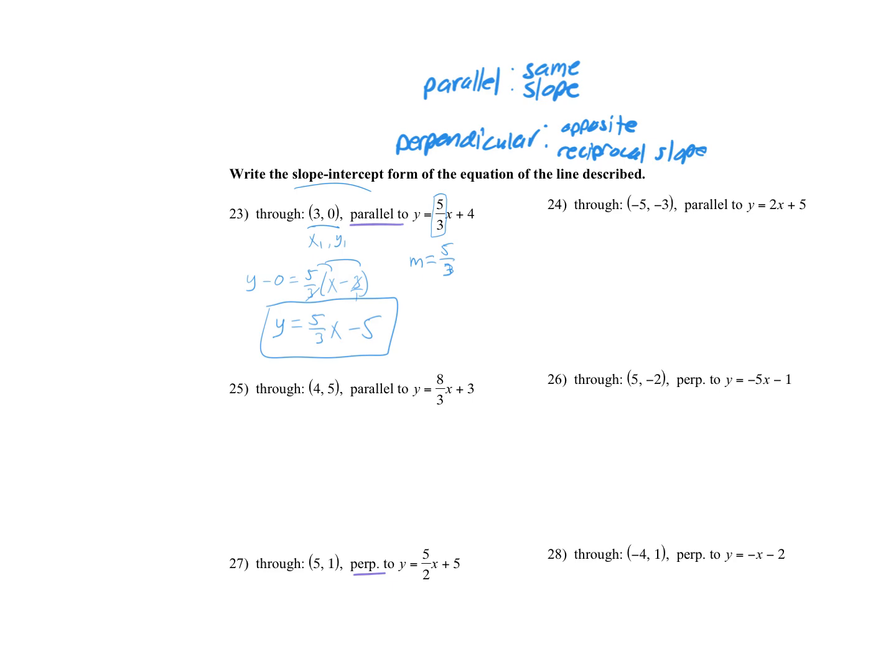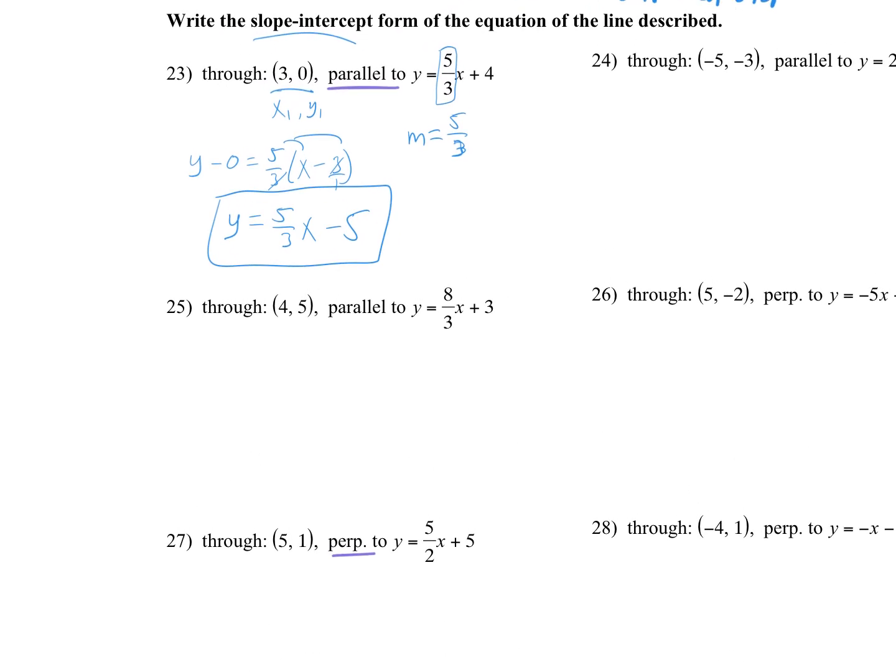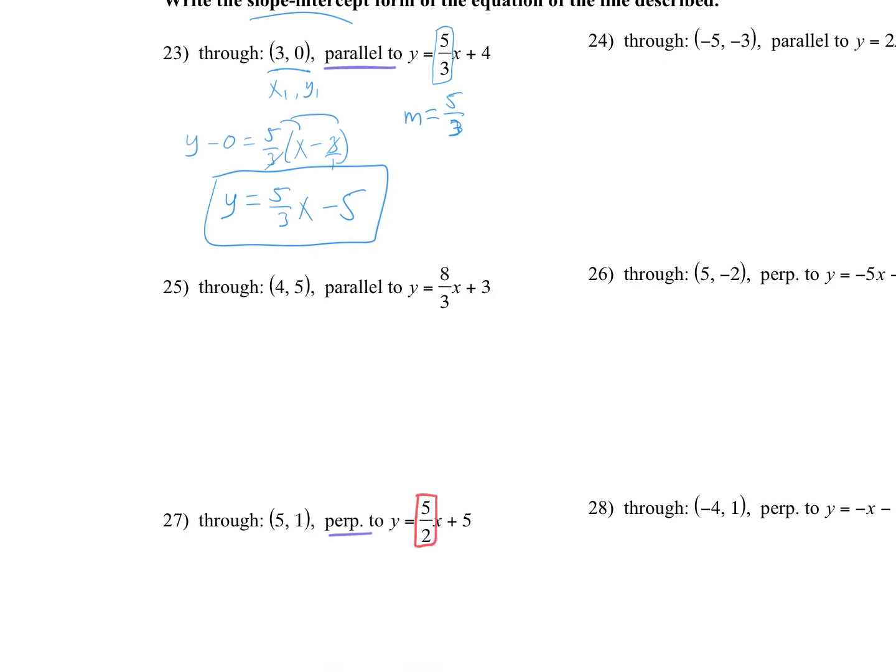All right, so I'm going to skip 25 and go to 27 because this one's perpendicular. Finding the equation of a line perpendicular, you need to take the slope, and you're going to do what to it? Okay, you're going to flip it and then change the sign. Opposite reciprocal. So your perpendicular slope is going to be negative 2/5.